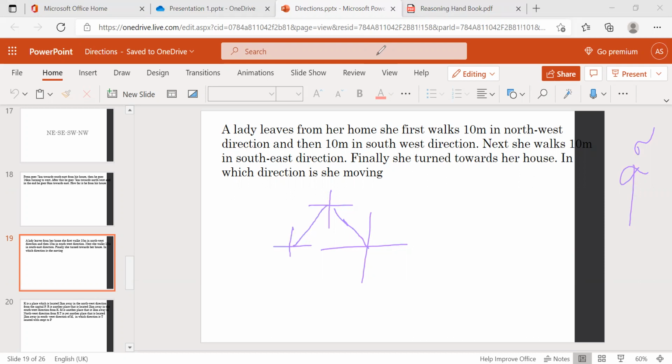Next, she walks 10 meters southeast. From here, what's the southeast? Like this, right? And now finally she turned to her house. In which direction is she moving? Now her house is here, right? From here, she just turned to her house like this. So this is nothing but which direction? Northeast.